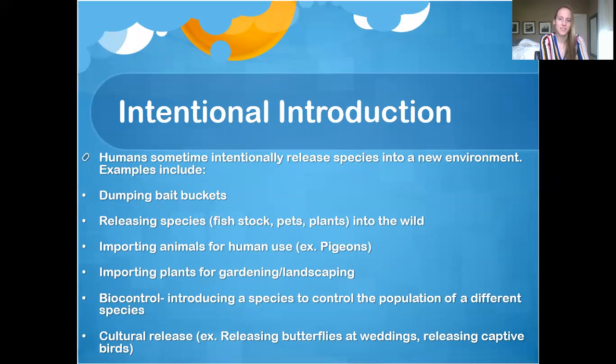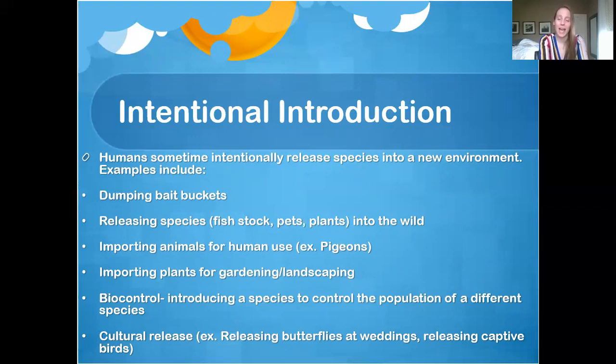Releasing species into the wild, like if you had a pet python that you didn't like, or you had a plant in your garden and you got sick of it and dug it up and tossed it across the road. Other times, especially in the past, we imported a lot of animals for human use from Europe, and they became invasive. So pigeons is an example of that.